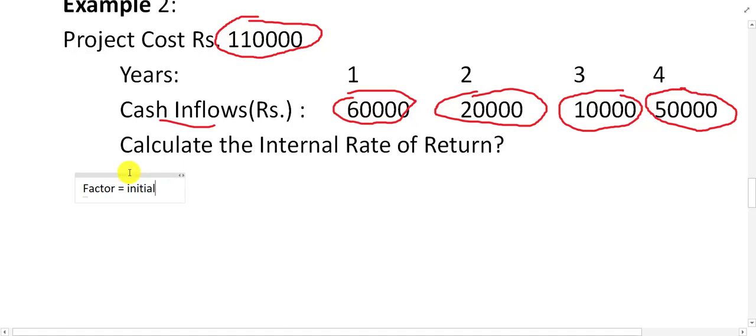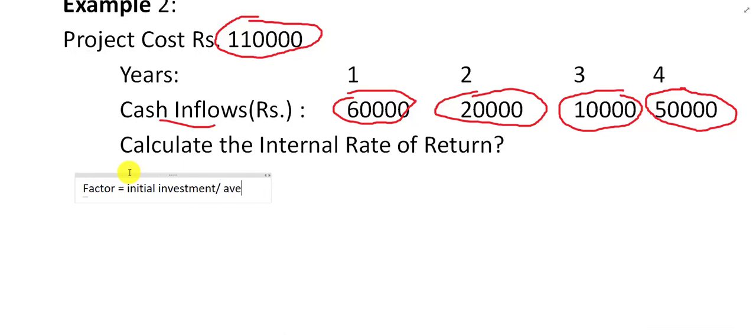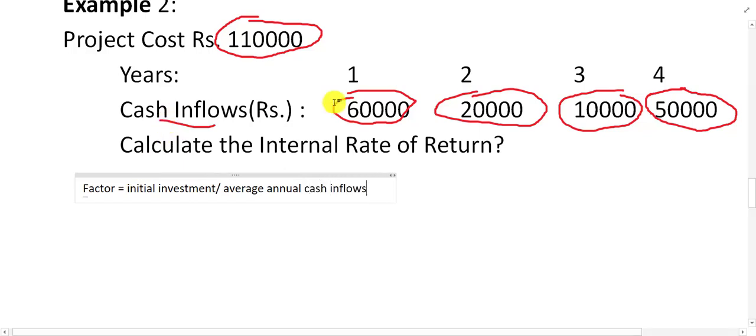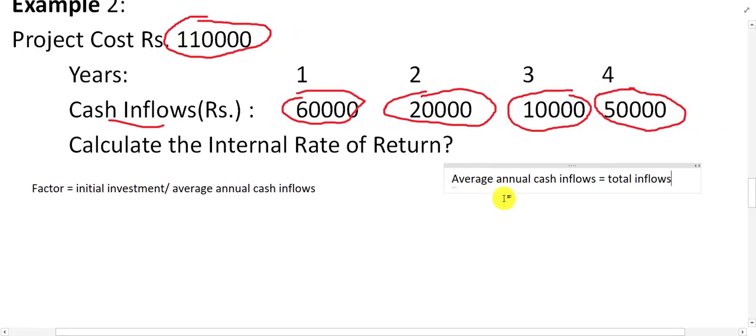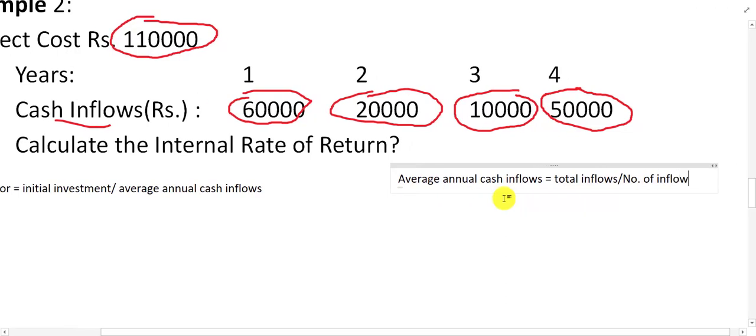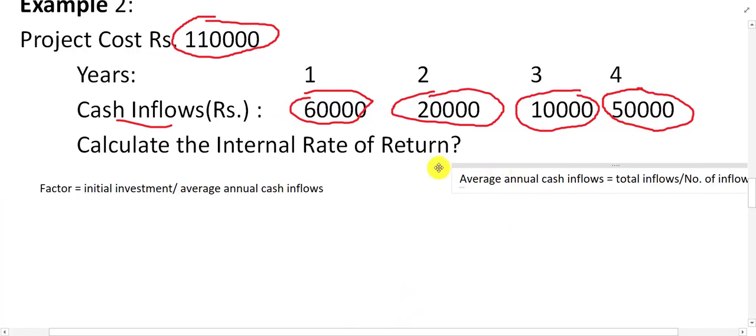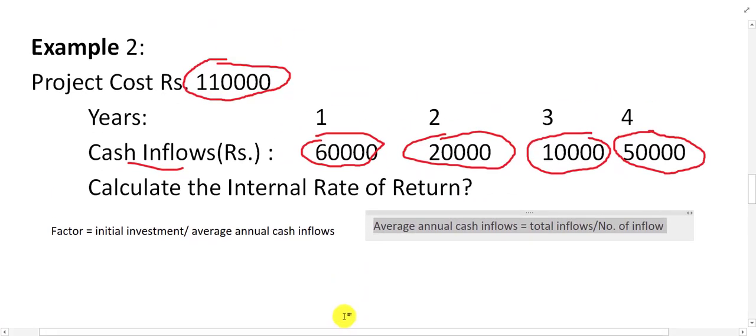Initial investment divided by average annual cash inflows. And in the case of examples where inflows are not equal like this, first of all you have to find out the average annual cash inflow. How to find it out? Average annual cash inflows are equal to total inflows divided by the number of inflows. Total of inflows divided by number of inflows. You can find it out with this formula.